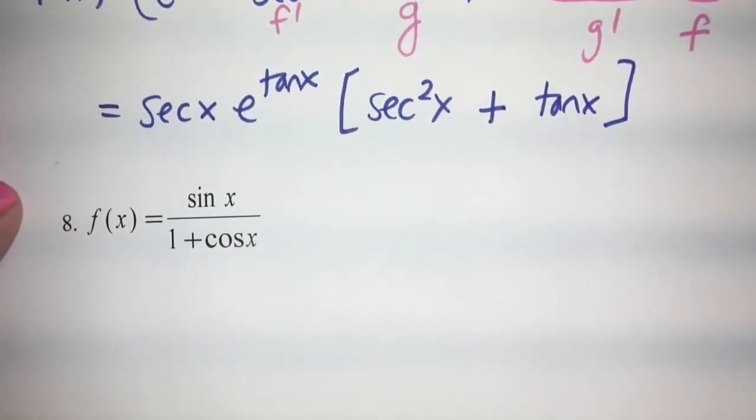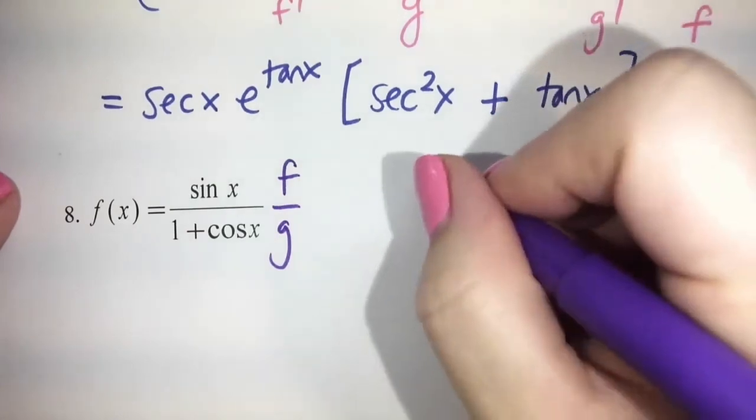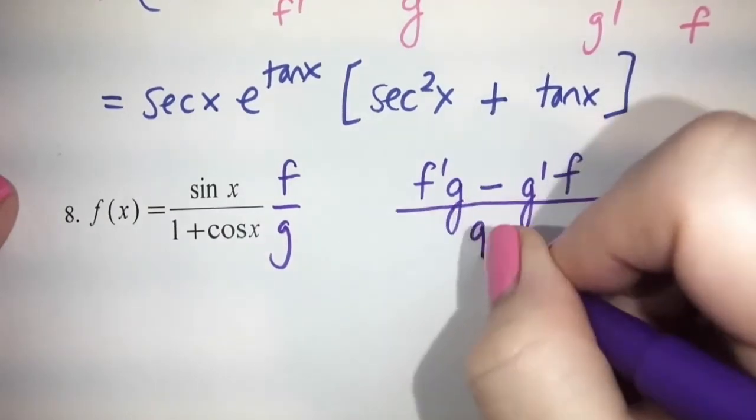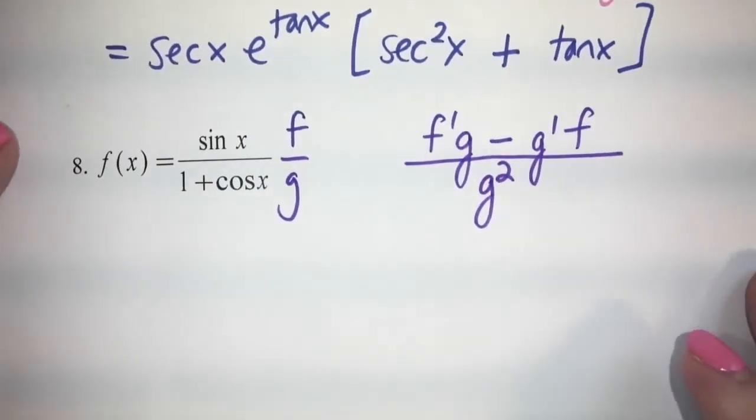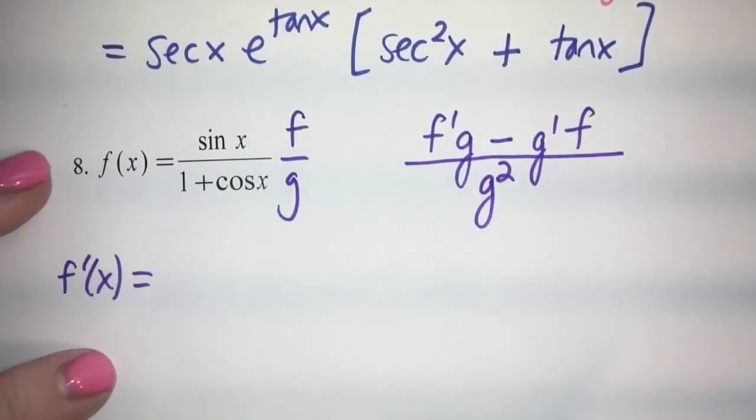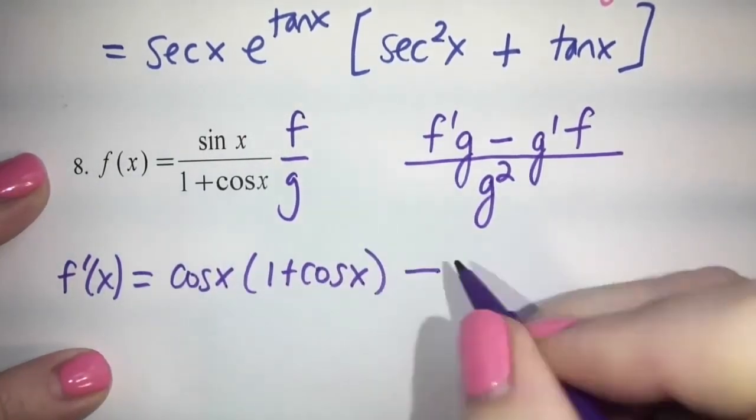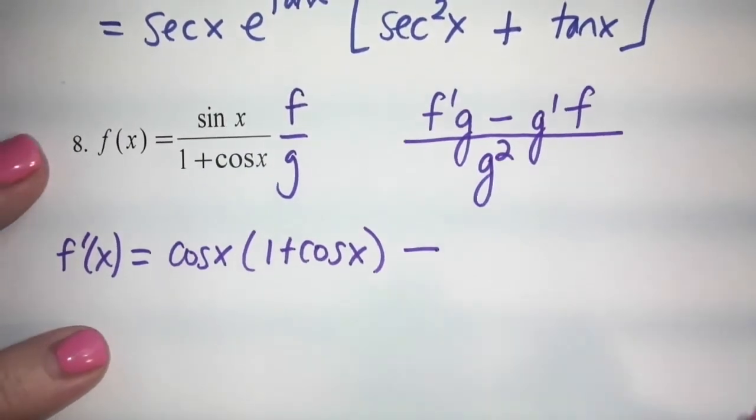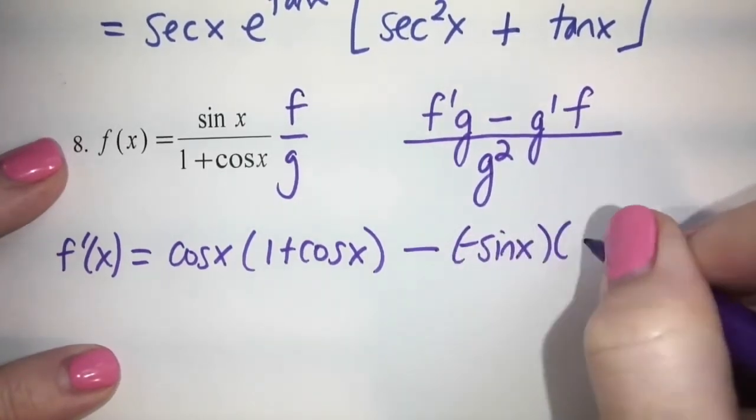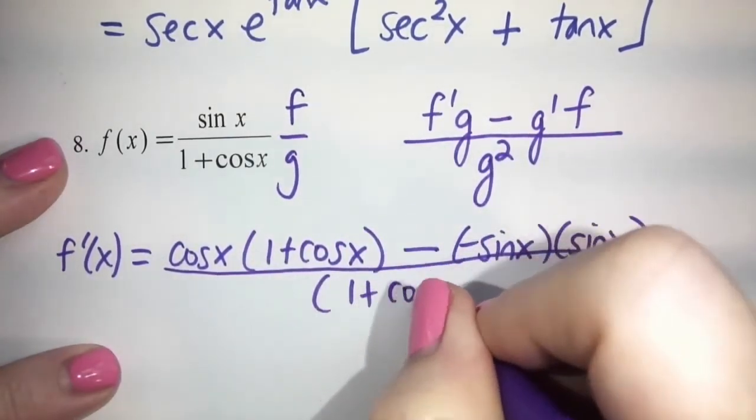Okay, number 8. So we've got f over g. So we've got a quotient rule here. So derivative f times g minus derivative g times f all over the bottom, or g squared. Okay, so the derivative of the top, the derivative of sine x would be cos x times the bottom minus derivative of the bottom, derivative of 1 plus cos x. Well, derivative of 1 is 0. Derivative of cos x would be negative sine x times the top, which is sine x, all over the bottom squared.